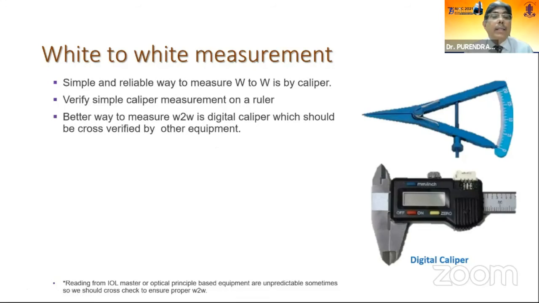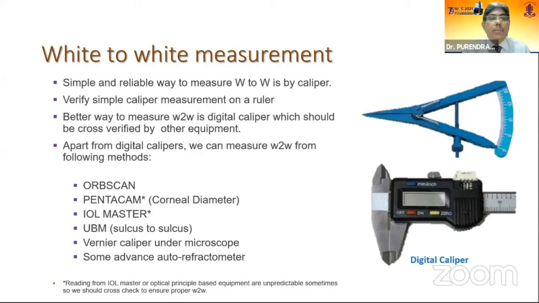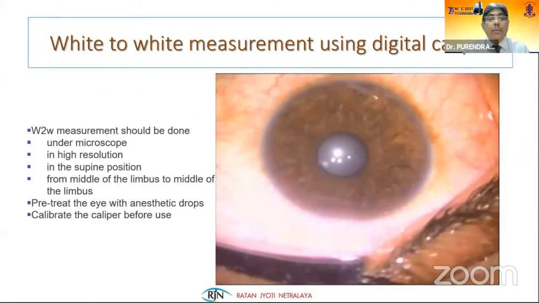And we measure white-to-white by a simple caliper, as you can see on the top right side, and we can mark it. And before using this caliper, we should measure it on the ruler, a steel ruler, which is also sterilized. But nowadays we use the digital caliper, which is the best way to measure the white-to-white. And apart from digital calipers, we can get some idea by OPD-Scan, Pentacam, IOL Master, UBM, Vernier caliper, and some other autorefractometers which are available with you. So white-to-white measurement should be done under the microscope in high resolution.